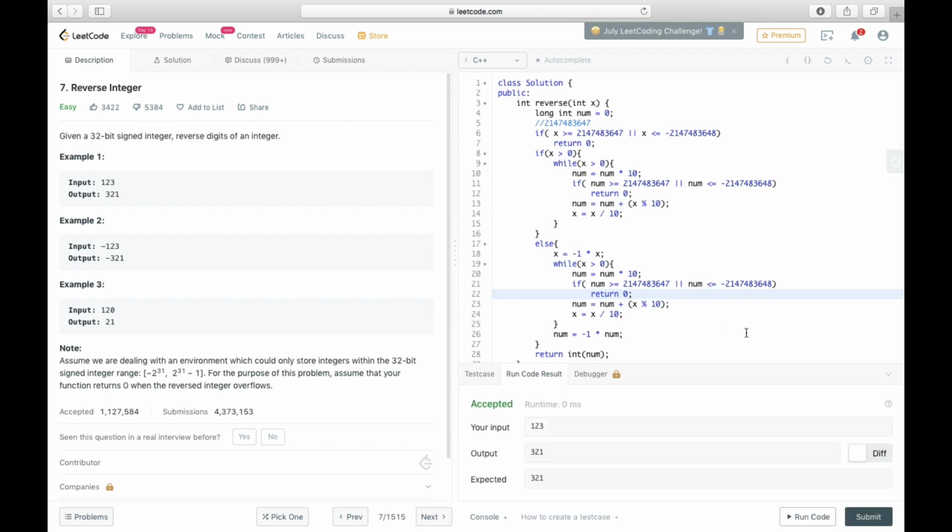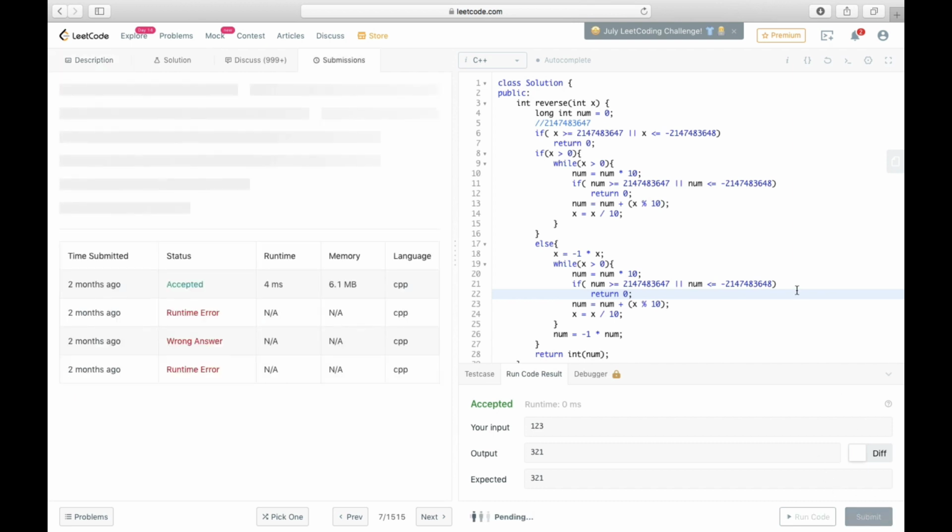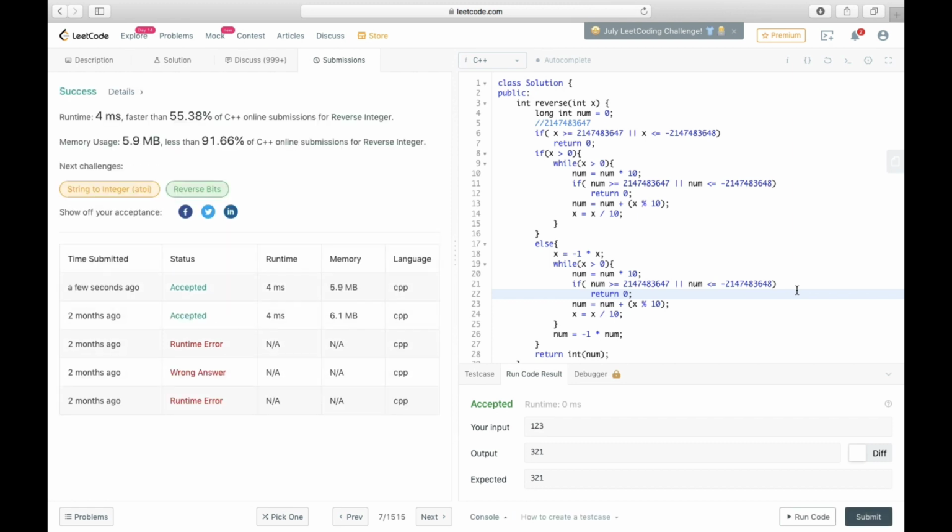Yeah, it ran successfully, so we can submit it. And it is submitted successfully.